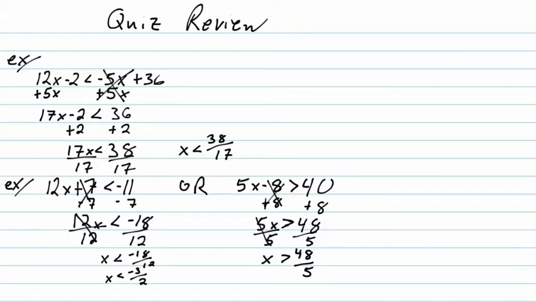So you have x is less than negative 3 over 2, or x is greater than 48 over 5. Both of those things can be true. Since it's an or, it can be less than that negative 3 over 2, or it can be greater than the 48 over 5. Can't be anything in the middle, though. All right, so those two inequalities are the answer then. All right, next one.